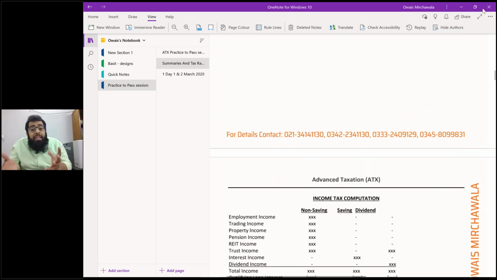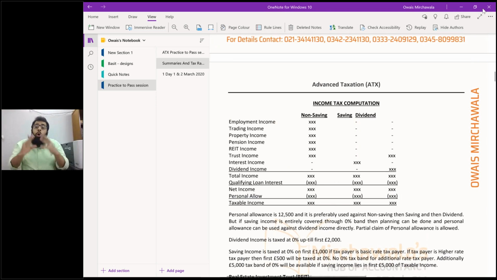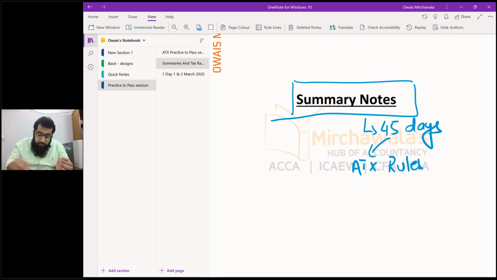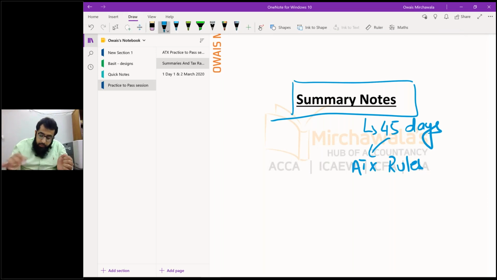Now, what is the use of these summary notes? All the rules of advanced taxation are summarized in them. These are 45 pages of summaries of all the ATX rules. Sorry, 45 pages of summaries of all rules of advanced taxation.